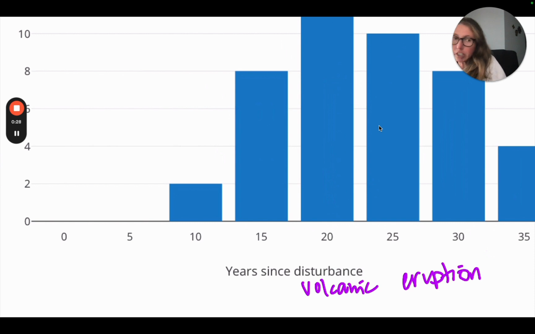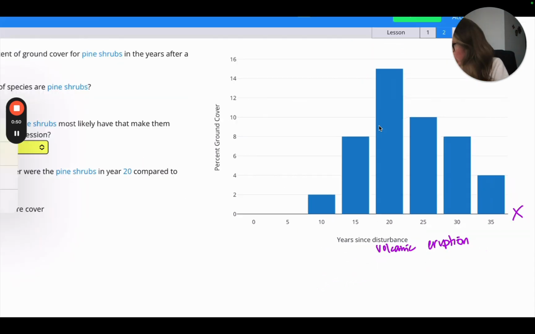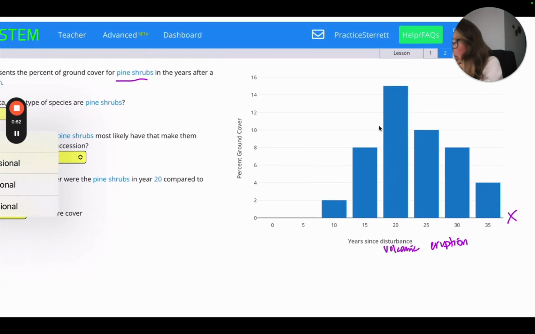But you might have a different kind of disturbance. But a volcanic eruption would cover all of the soil in the ecosystem. If you had a lava flow, for instance, or an ash flow, that would cover the vegetation, and then you would have to start the ecosystem over through the process of ecological succession. In that case, it would be primary succession. And then you have percent ground cover of a specific species. So in this case, it's giving us pine shrubs as our species, and you might have something different.